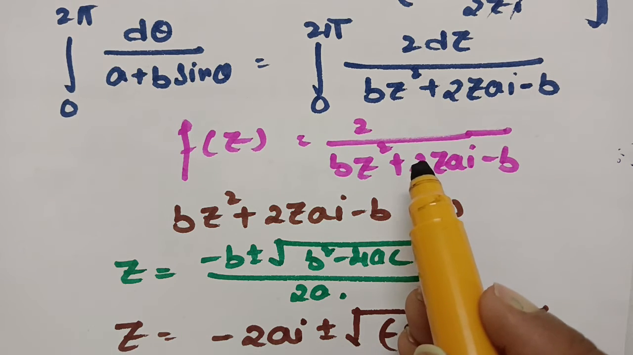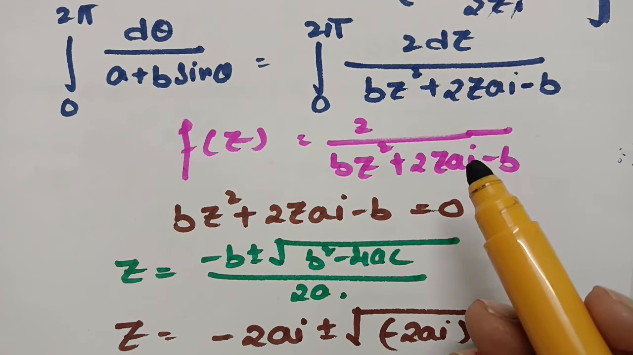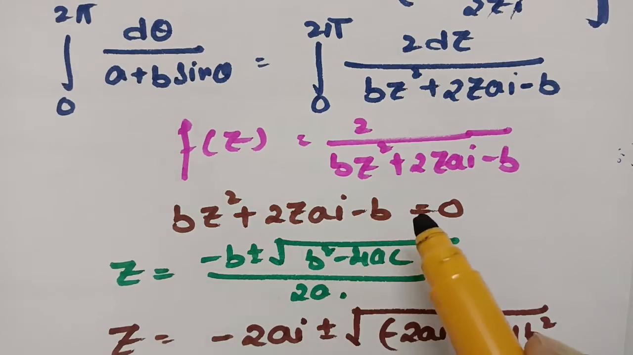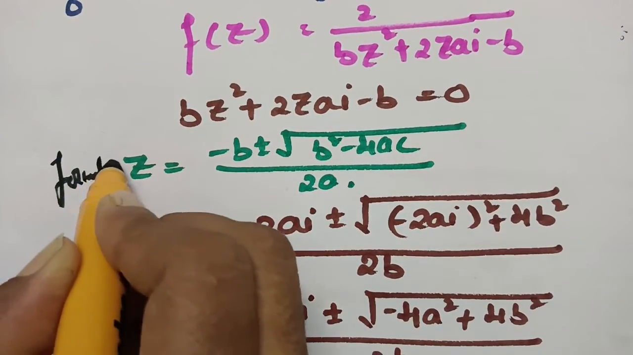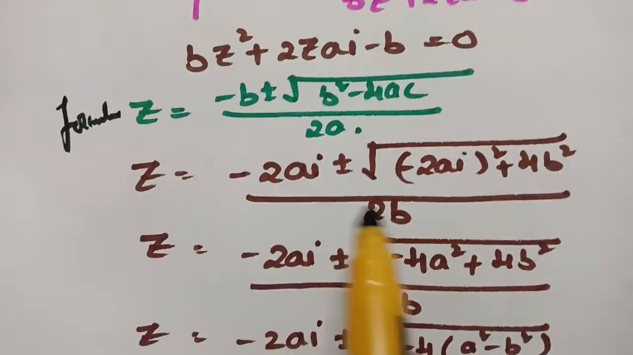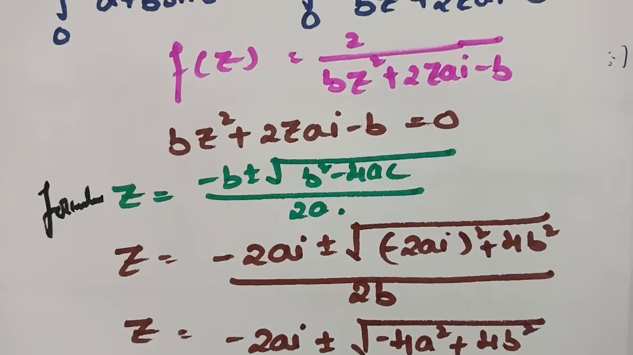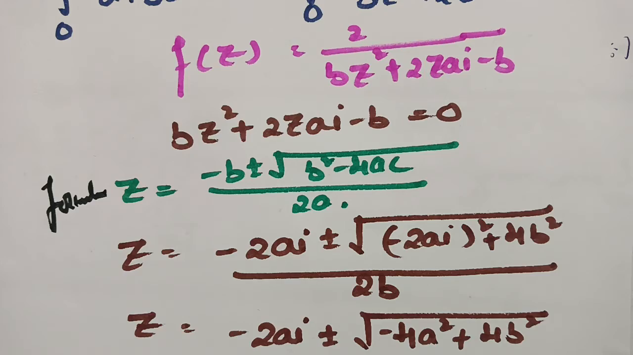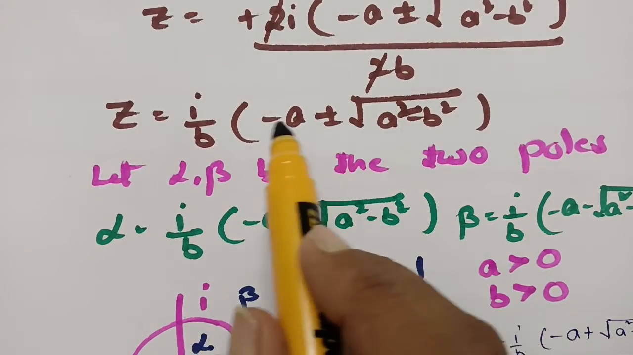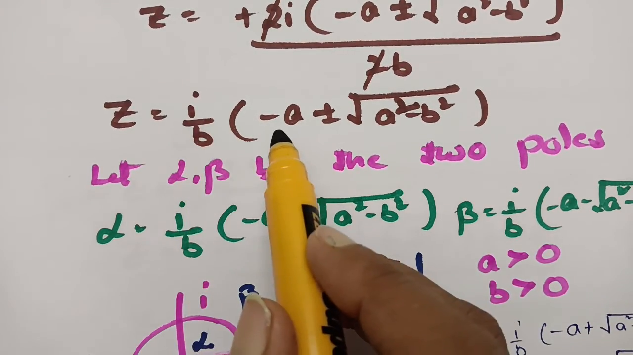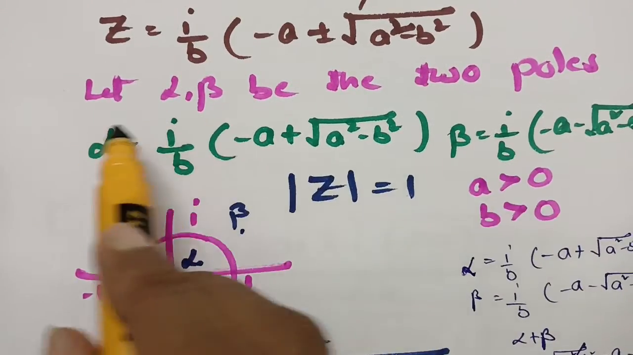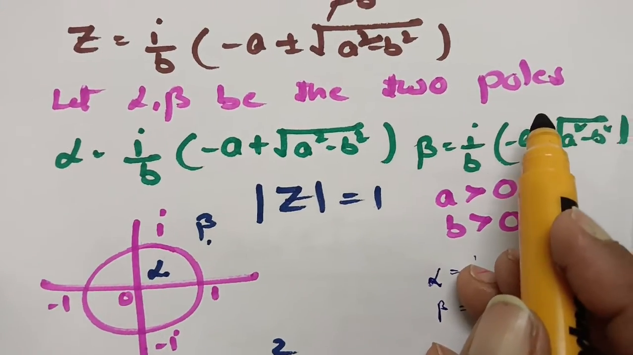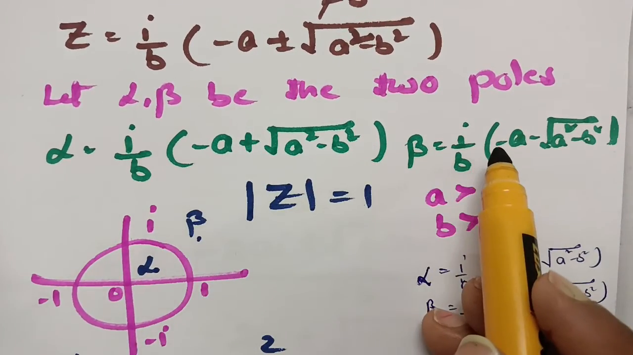In order to find the poles, first we have to equate this denominator to 0. After equating the denominator to 0 and applying this formula, so this is the formula, we got the two roots. That is I by b into minus a plus or minus root over b square minus a square. Let us consider that alpha and beta are the two poles. The first pole is this one and the second pole is this one.